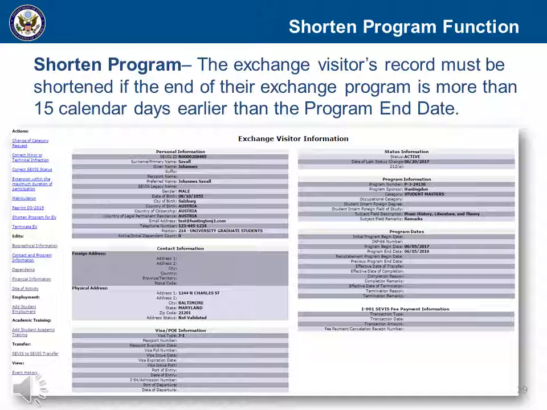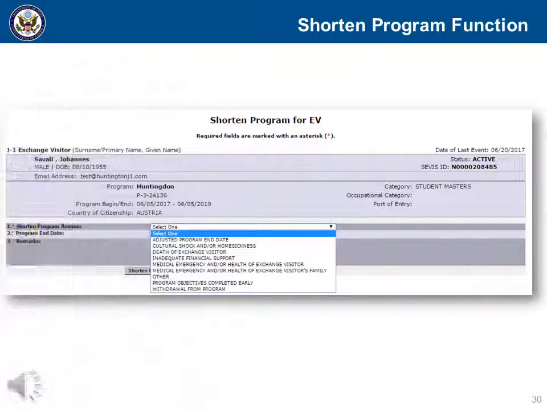The shortened program link will be available on the Exchange Visitor information screen for exchange visitors who are in active status. When the shortened program link is clicked, the shortened program screen will display, on which a shortened program reason must be selected along with a new program end date. To complete the action, click the shortened program button.